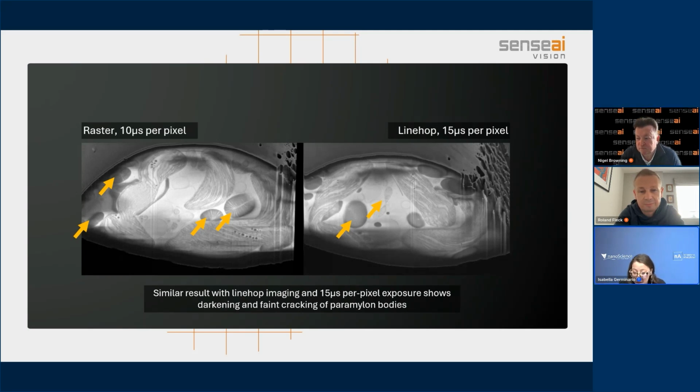Okay, next question. What dose is being applied to the sample with the line hop method compared to the raster method during image acquisition? I'll give that to Nigel because you know the calculations. I mean, essentially, the way that we usually do it is just a fraction of the pixels that you're acquiring.